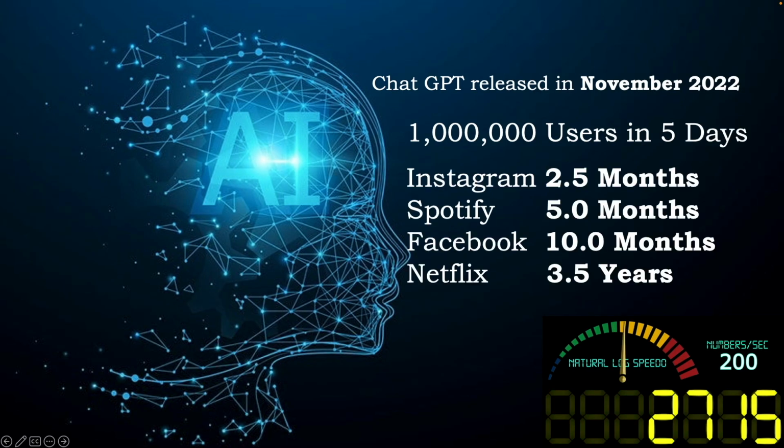Now, ChatGPT was released in November 2022 and gained 1 million users in just 5 days. In comparison, it took 3.5 years for Netflix, 10 months for Facebook, 5 months for Spotify, and 2.5 months for Instagram to get the same user base. From this data you can understand how popular it is, and the user base is growing exponentially every second.